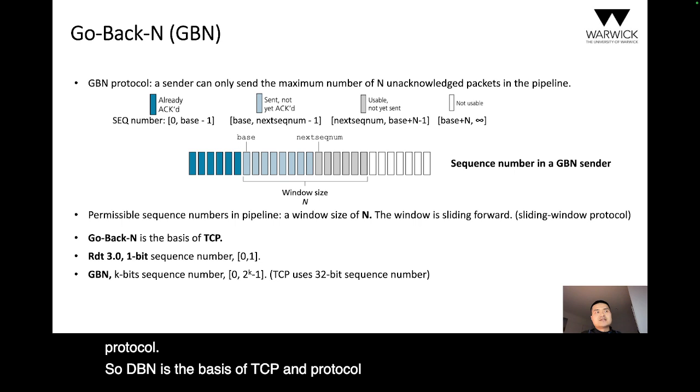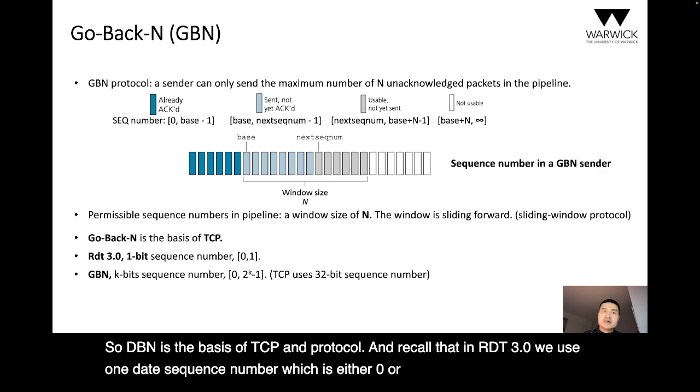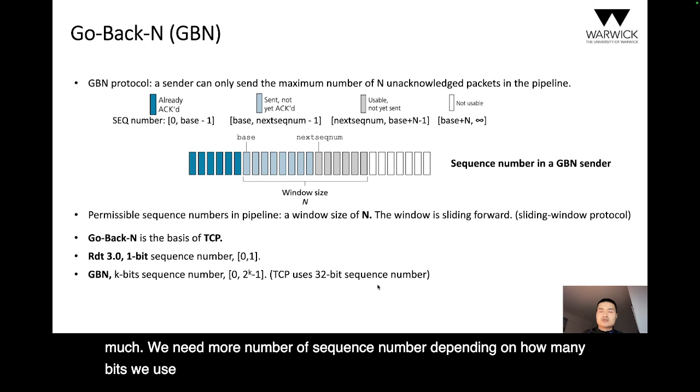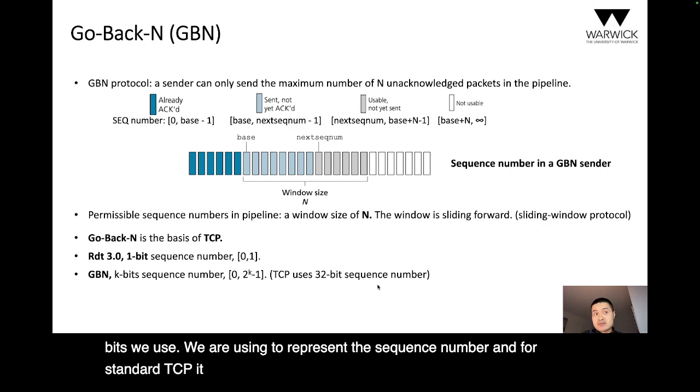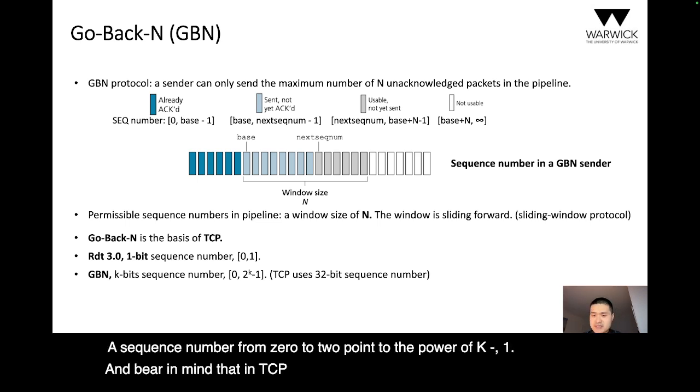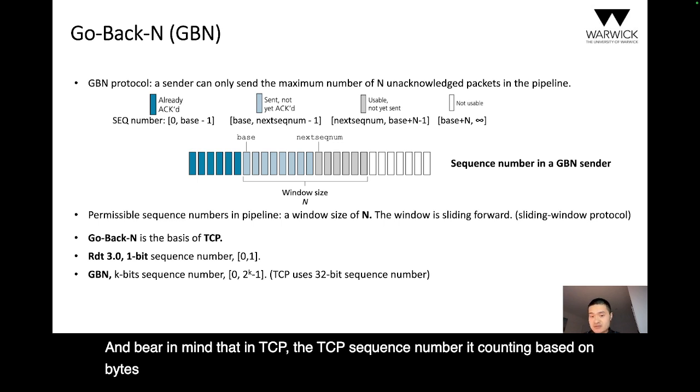Recall that in RDT 3.0, we use a 1-bit sequence number, which is either 0 or 1. In GBN, we need more sequence numbers, depending on how many bits we use to represent the sequence number. Standard TCP uses a 32-bit sequence number, so we have sequence numbers from 0 to 2^k minus 1. And bear in mind that in TCP, the sequence number counts bytes rather than packets, so sometimes we call this the TCP byte stream.